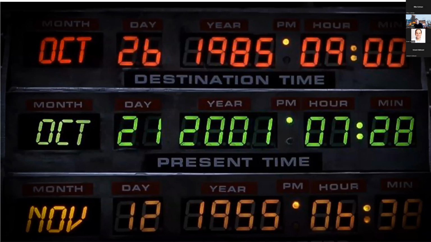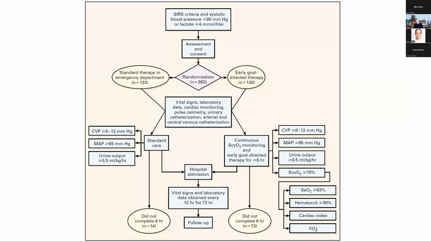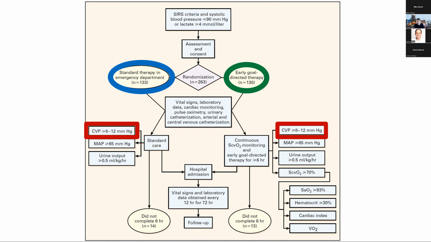Now, a lot of you are probably saying, didn't we already go through all this with CVP 20 years ago with early goal-directed therapy? My argument would be that we were probably using CVP incorrectly at the time. Instead of using it as a goal, we probably should have been using it as a limit. And in fact, I'll admit that honestly, I was not aware of this in my initial understanding of the design for early goal-directed therapy. But in both the control as well as the experimental arm in early goal-directed therapy, both targeted CVPs of 8 to 12.